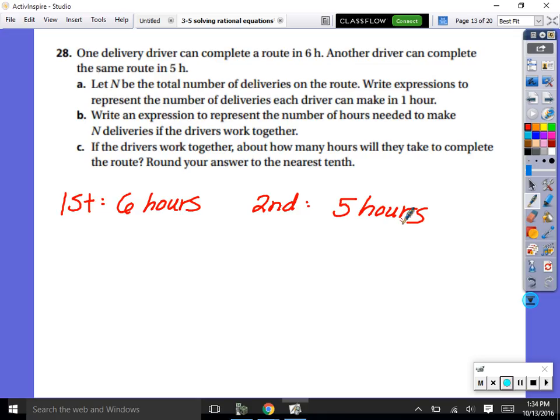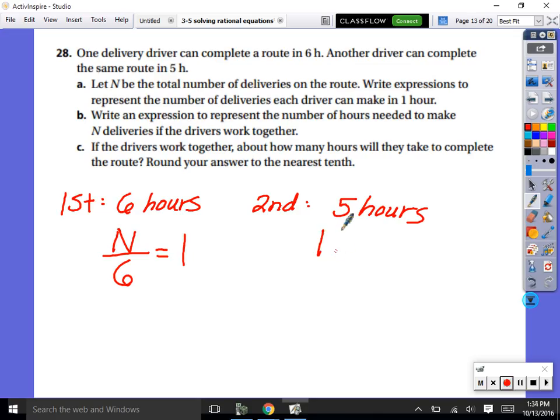Okay, so he's obviously faster than this person. It says, let n be the total number of deliveries on the route. Write an expression to represent the number of deliveries each driver can make in an hour. So if they're making n deliveries in 1 hour, wouldn't it be n out of 6? Will be 1, correct? That's how many we make per hour. Does that make sense, everybody?